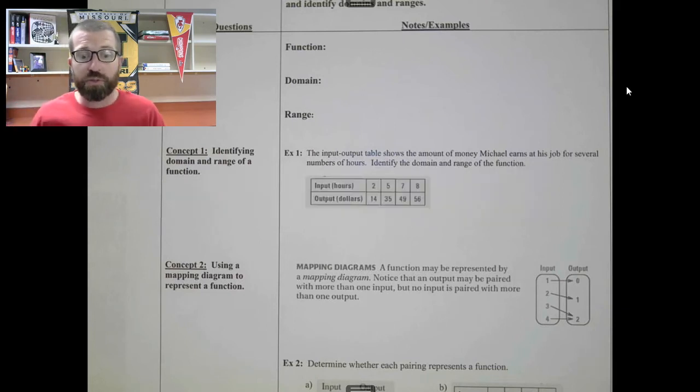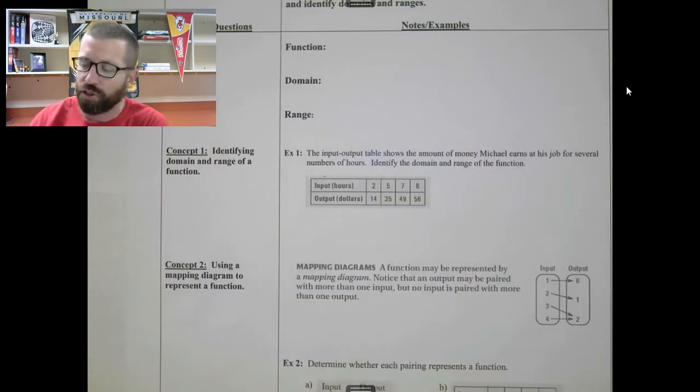Okay, so here we're going to talk about functions. Functions are a very important topic in mathematics. You'll talk about it in Algebra 1, Algebra 2, college algebra. Basically, every math class you'll take, you'll talk about this idea of functions. We're going to start with a relatively simple definition.